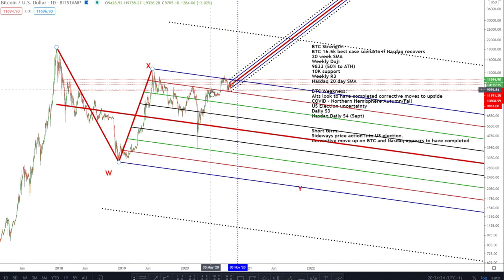So we've got a few extra lines here. Usually I just have the median line, the upper median line, upper warning line, and the same on the downside. But we've got here the 0.5, 0.25, and 0.75. And you can see how these levels are getting respected very nicely. Right now we're back at the upper median line, which was tested nicely here, got rejected, and now we're back at it once more.